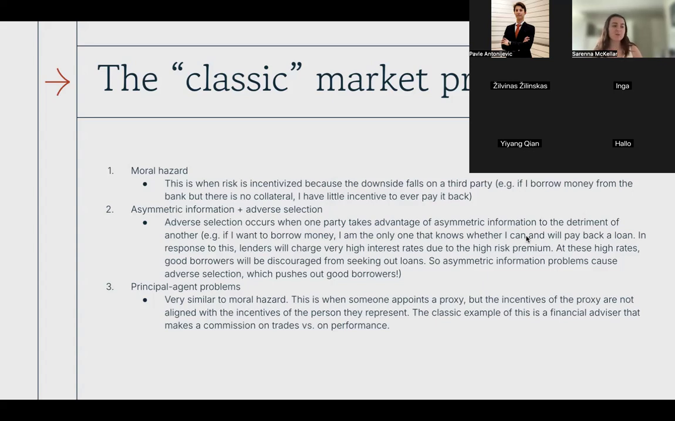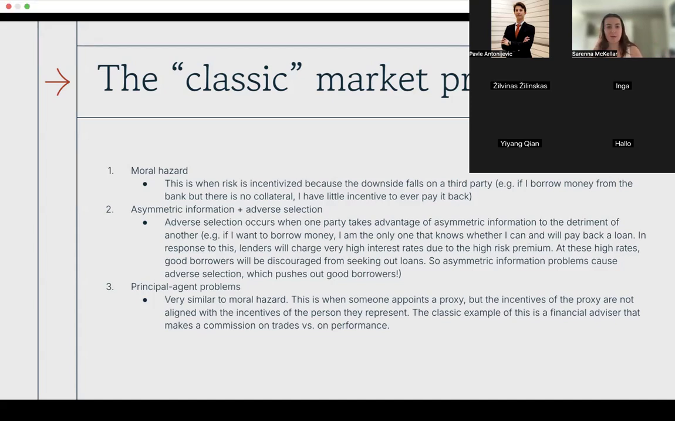The classic example of this, as well, is the lemon problem, which is selling used cars. If you are interested in this further, I recommend you look that one up.